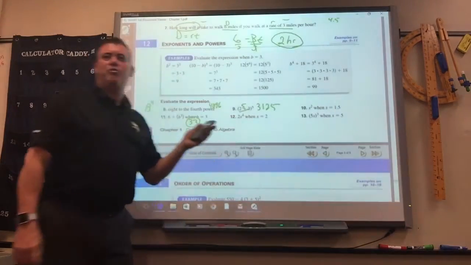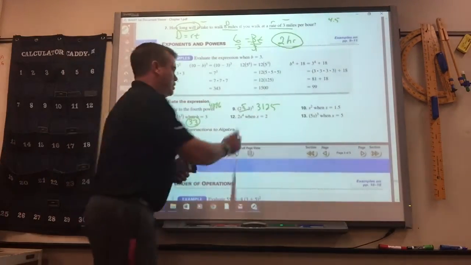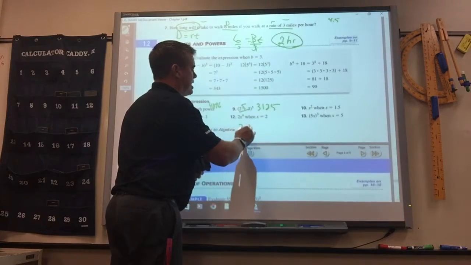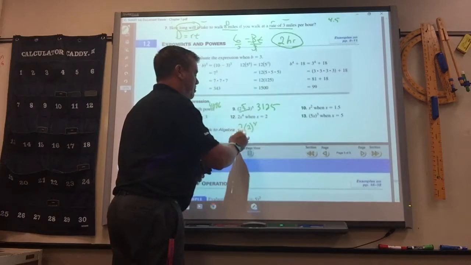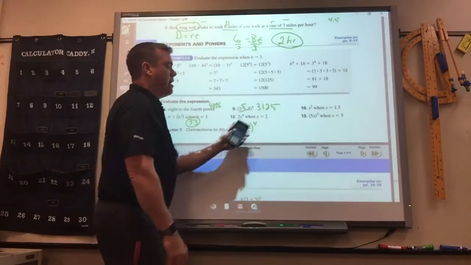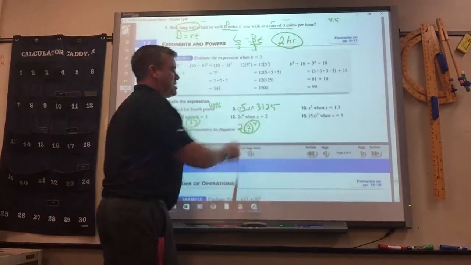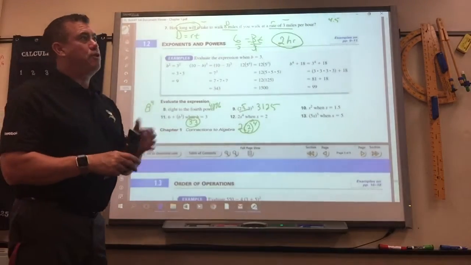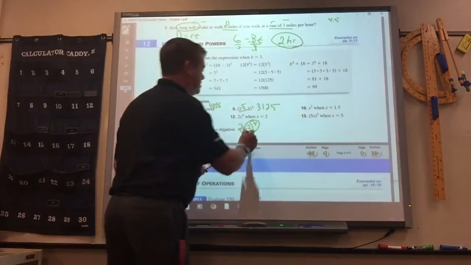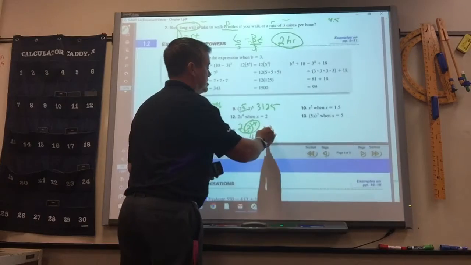This one some people get wrong. 2x to the 4th is 2 times 2 to the 4th. Some people multiply that and get 4, and then raise it to the fourth. Remember, the only thing being raised to the fourth is that. So 2 to the fourth is 16. So 2 times 16 is 32.